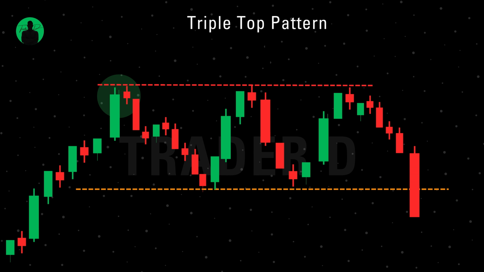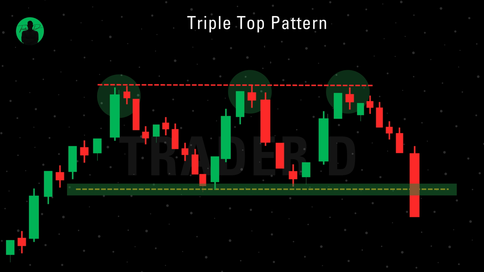First peak: the stock reaches a high followed by a pullback. Second peak: the price rises again to the same level but pulls back. Third peak: the price fails to break higher once more, indicating weakening momentum. Neckline: the support level formed by the lows of the pullbacks. A break below this confirms the bearish reversal.